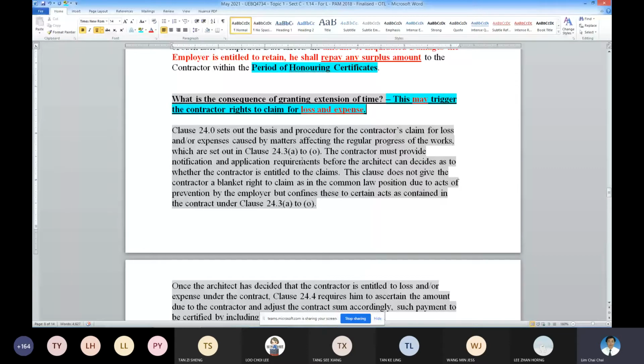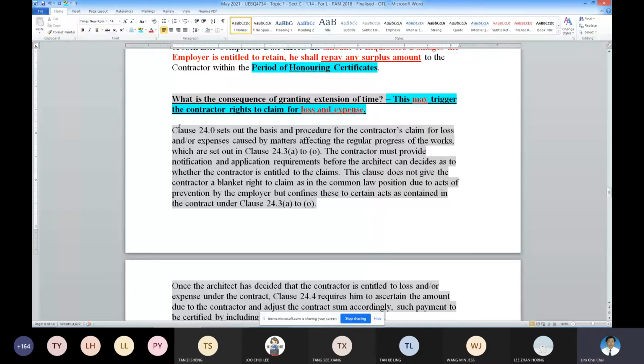Please, as homework, go back and do it. Cut and paste side by side. Then you know already which one is entitled for extension of time and loss and expense, and which one is only entitled for time only, but no money.